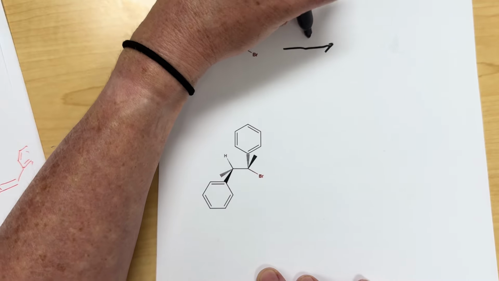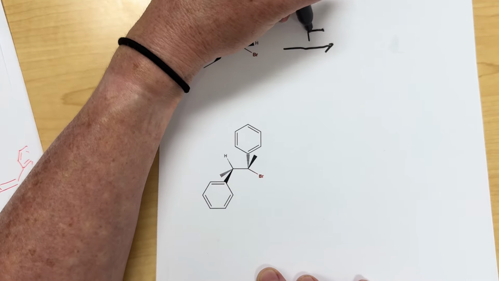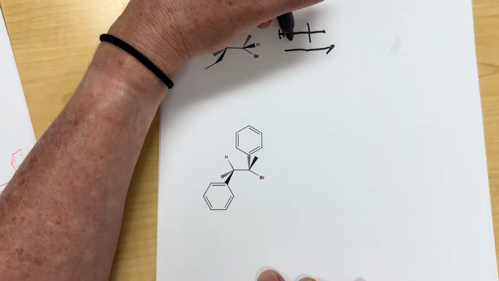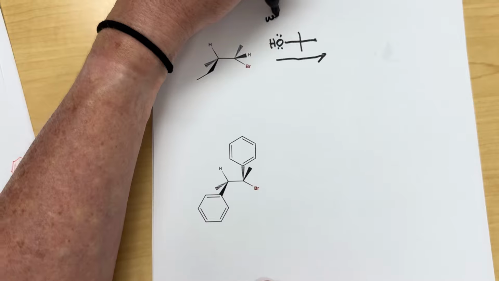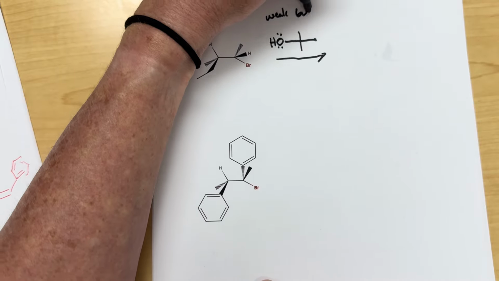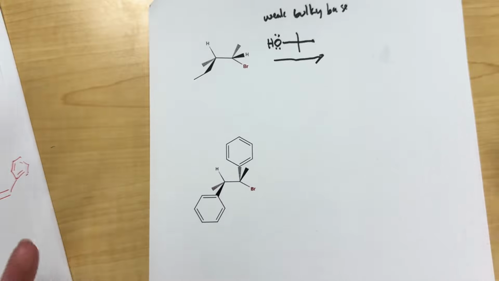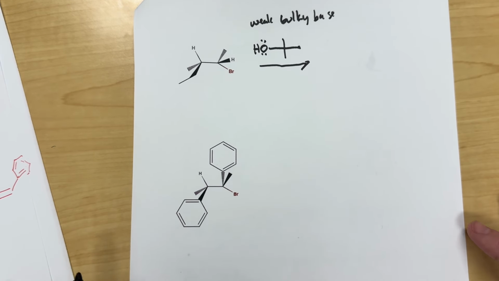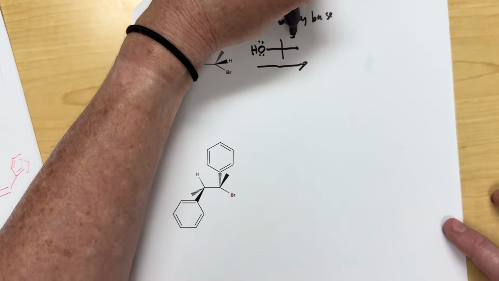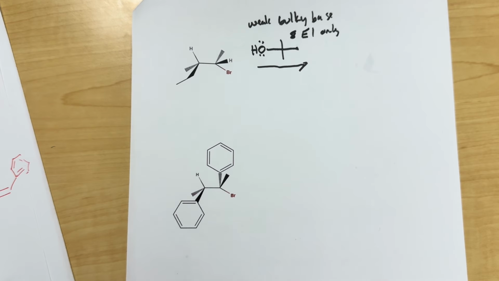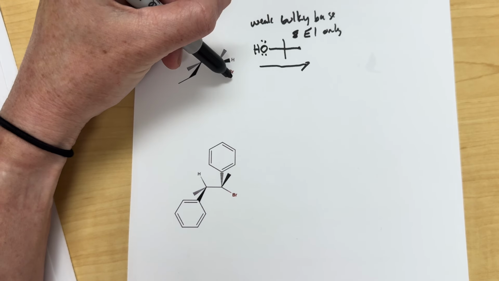I'm going to react it with this, just so we're focused only on E1. This is a weak, bulky base. I took our tert-butoxide and I added a hydrogen to it. That took away the charge, and that always makes something weaker. So we got a weak, bulky base, so we're going to do E1 only. So the first step is that thing leaves.